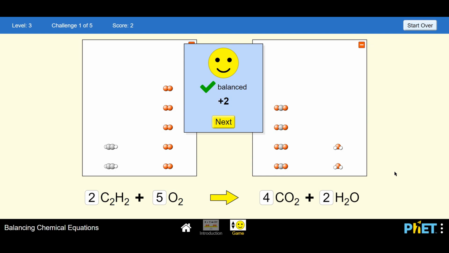Okay, so the goal here is that you should now be able to go through levels 1, 2, and 3 and do a pretty good job of balancing all of these.